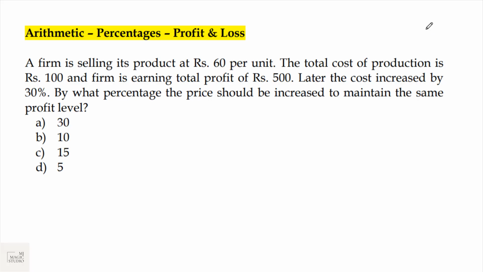On your screen, another one from arithmetic, percentage profit and loss. You know the drill. Okay, let's see. A firm is selling its product at rupees 60 per unit. Selling price rupees 60. The total cost of production is rupees 100. And the firm is earning total profit of 500.